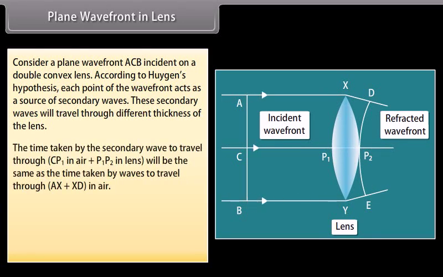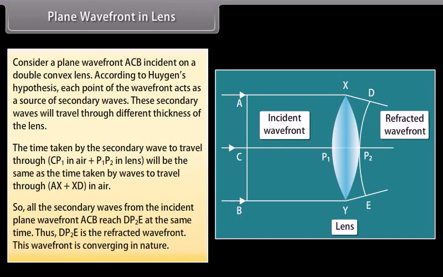The time taken by the secondary wave to travel through CP1 in air plus P1-P2 in lens will be the same as the time taken by waves to travel through AX plus XD in air. So, all the secondary waves from the incident plane wavefront ACB reach DP2E at the same time. Thus, DP2E is the refracted wavefront. This wavefront is converging in nature.